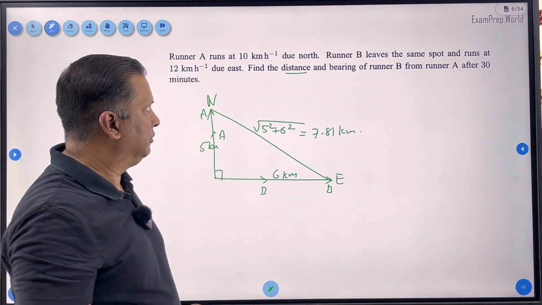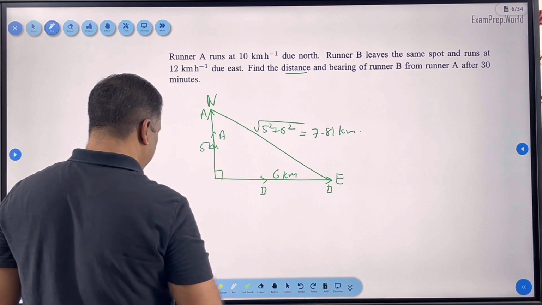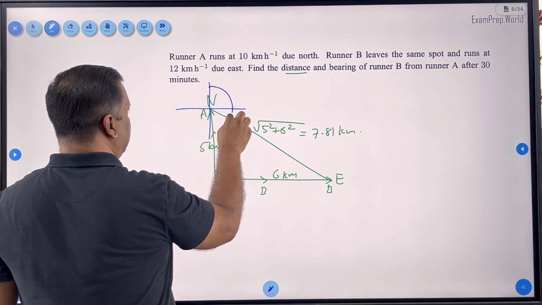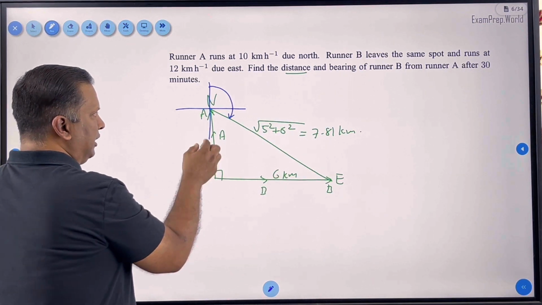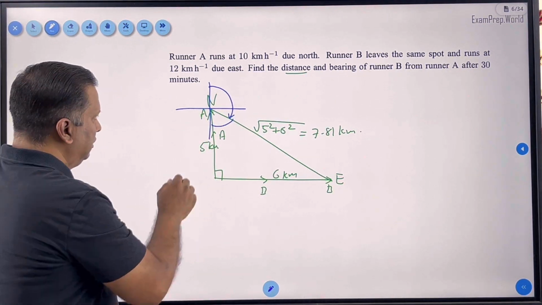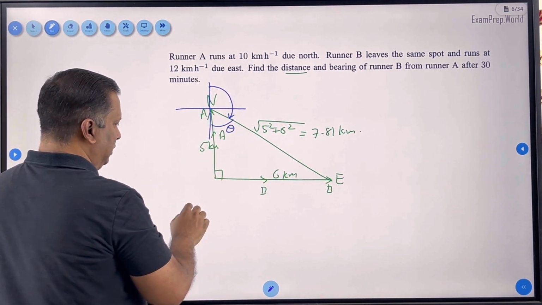We have to find the bearing of B from A. So how do you find the bearing? For bearing, you always have that line, this one. You have to find this angle. Okay. To find this angle, if we know this, I can subtract from 180. So I will let this be theta.